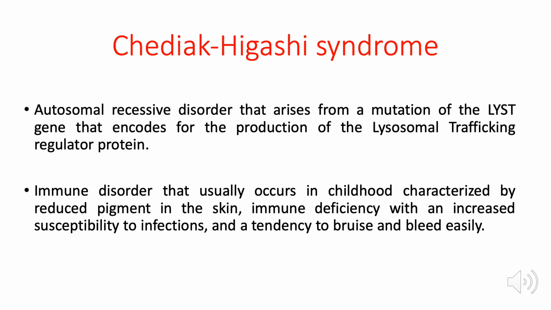There is also a problem with the transport of enzymes from the Golgi apparatus to the lysosomes. So the lysosomes of phagocytes will not contain digestive enzymes, thus affecting their ability to kill engulfed or phagocytosed bacteria, resulting in immunodeficiency. And patients with Chediak Higashi will also have a high tendency to bruise and bleed because of the involvement of the platelets.